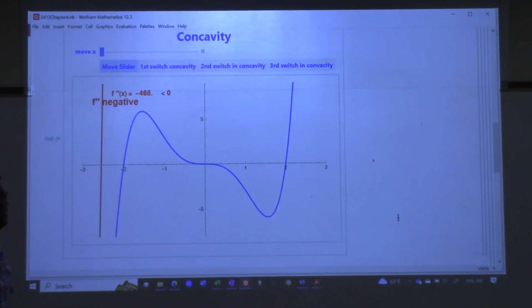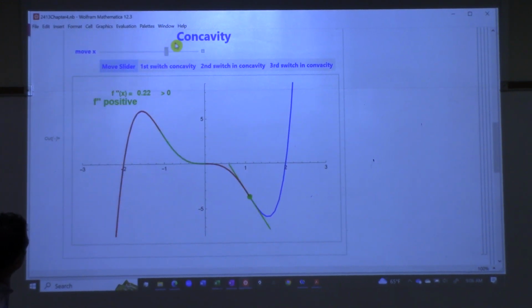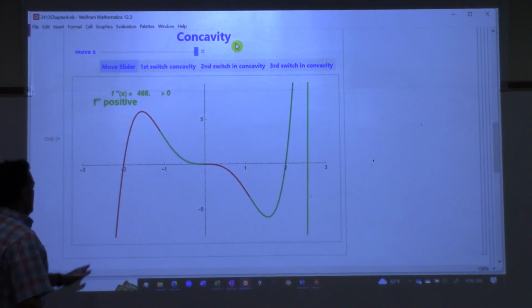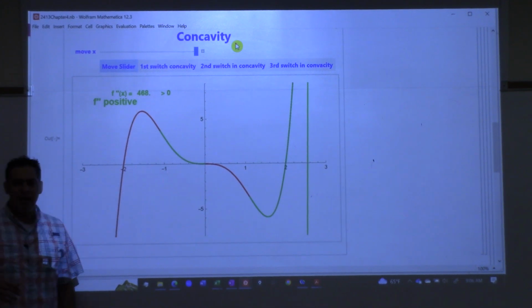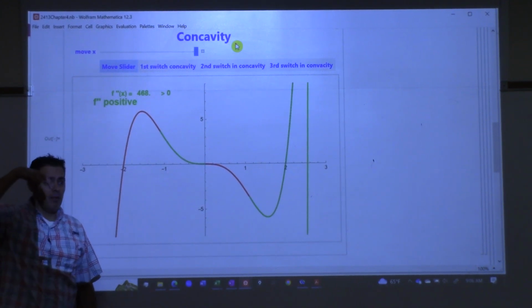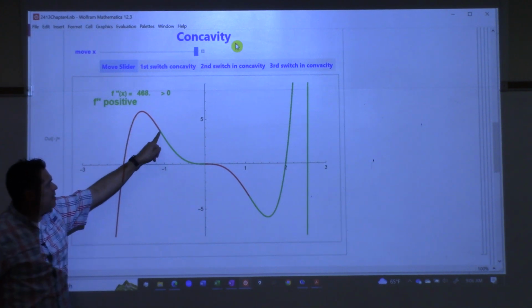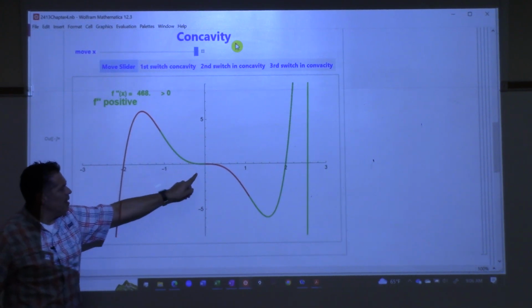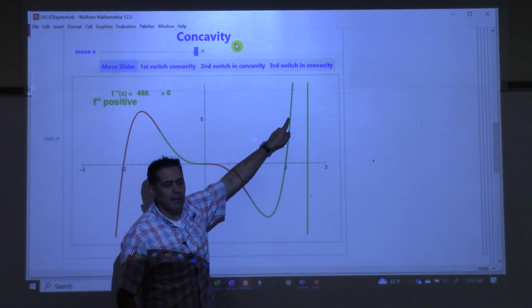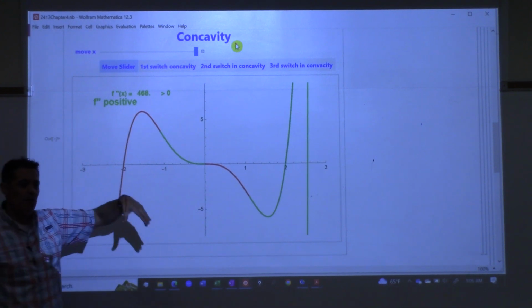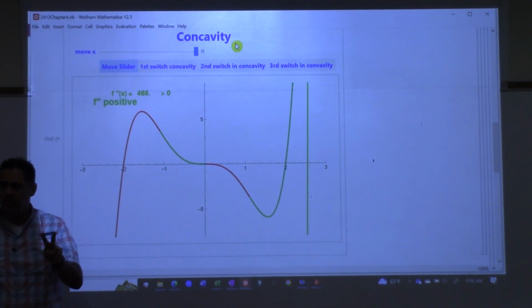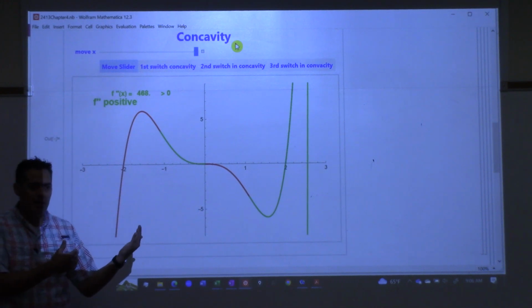So the idea is, and I showed you all this graph, that if we move across the graph here, let's see, in the red region on this graph, you can see that the graph looks like a frown, looks like part of a frown. And in the green, it looks like part of a smile, and then part of a frown, and then part of a smile again. Anywhere you have the green, that's called concave up. Anywhere you have the red, it's called concave down. And the second derivative is what tells you where that happens, all right?